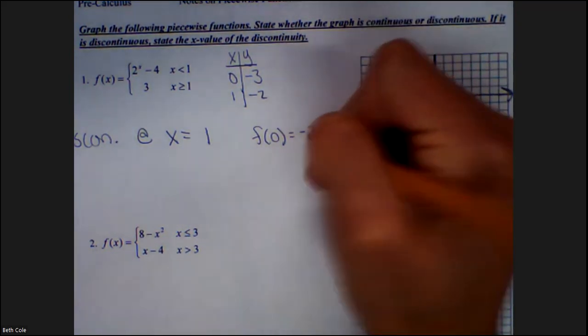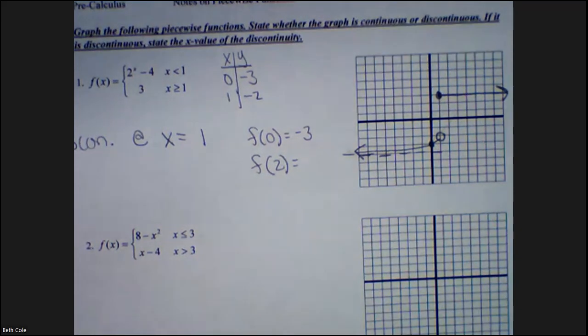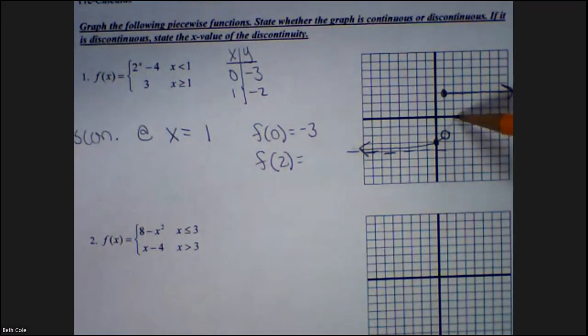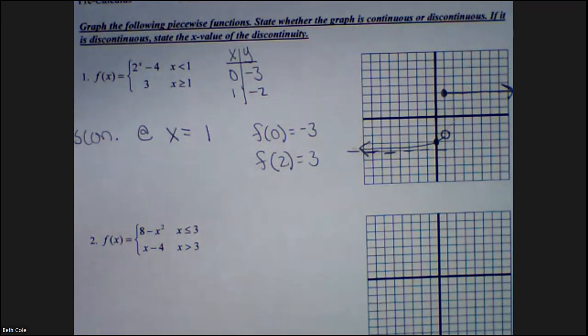-3. Good. Say I asked for f of 2. I'm just making some up as an example. Here's 2. That value's at 3. Do you see what's going on there? You just find where that point is. It's an input output kind of thing.